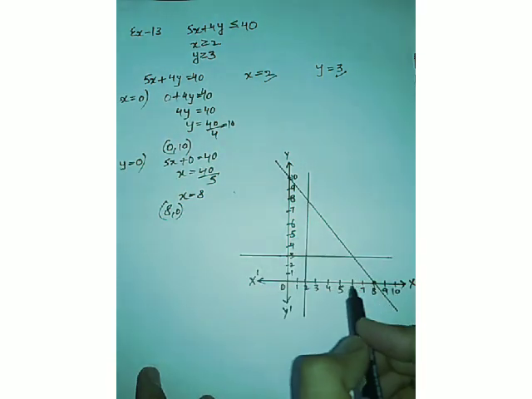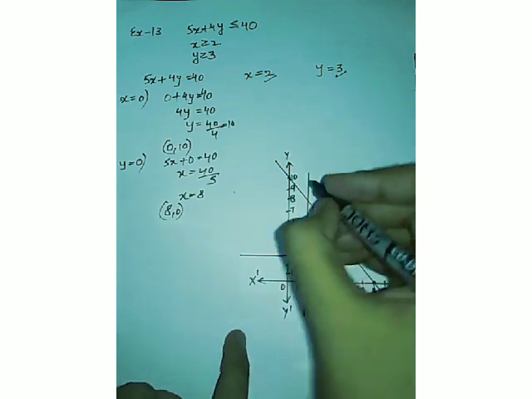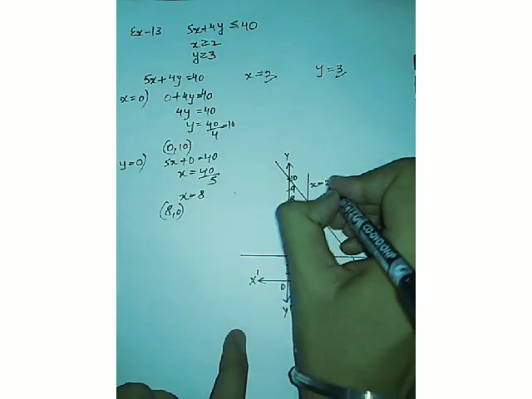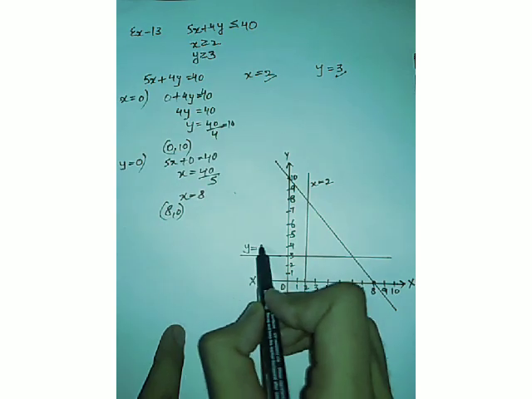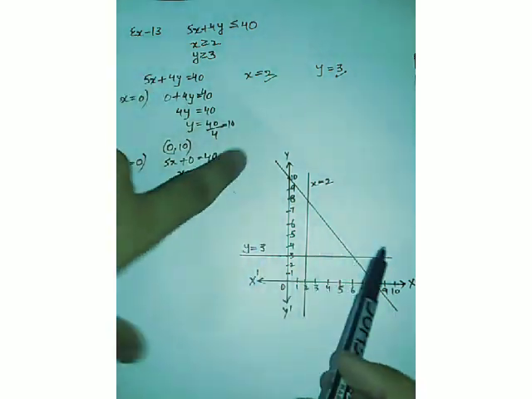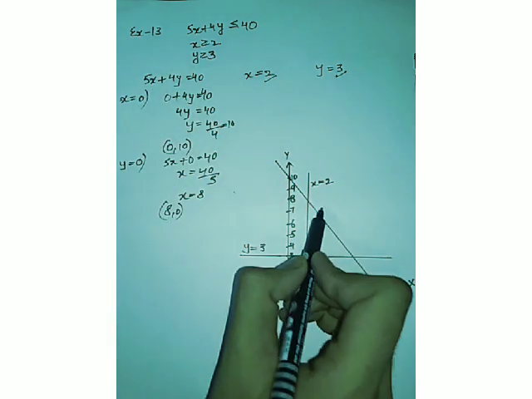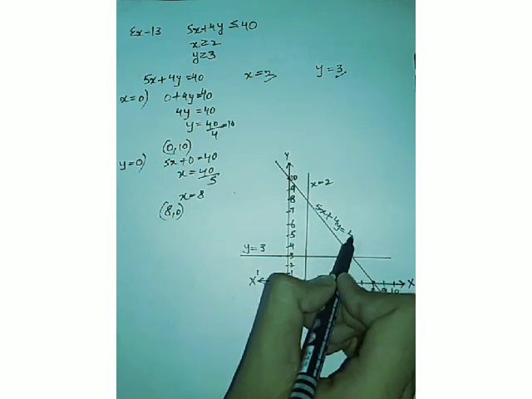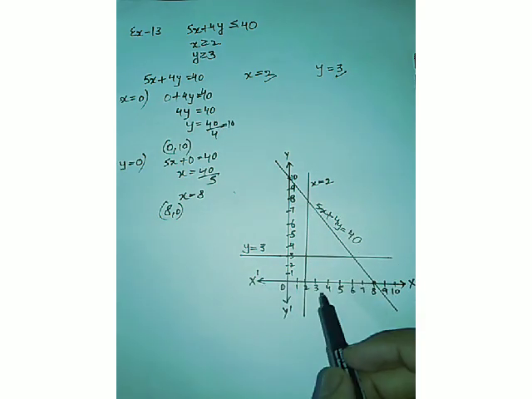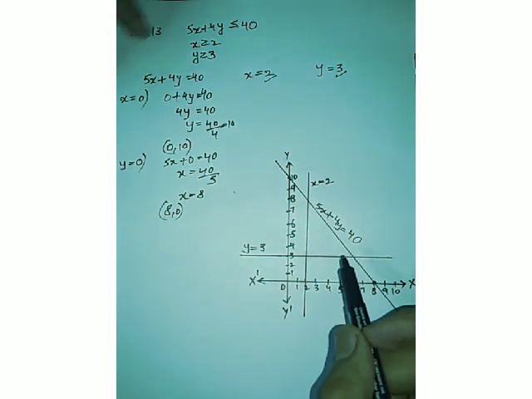We have plotted all the lines, so let's write the equations of the lines. x is equals 2, that is this one, so we will write x is equals 2. y is equals 3, that is this line, so y is equals to 3 will be written over here. And the equation of this line is 5x plus 4y is equals 40, so we will write here 5x plus 4y is equals 40. Clear? Now we have to find the shaded region only, so let's satisfy 0.